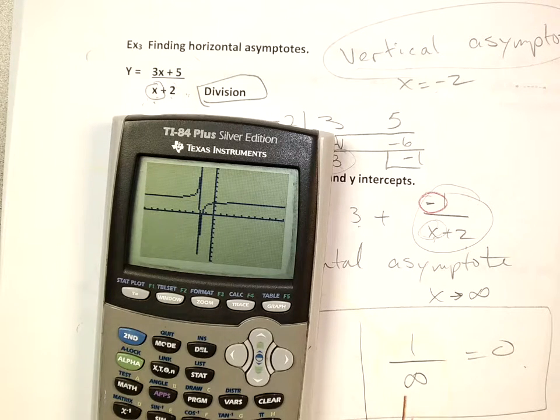Thumbs up? So the moral of the story is this. Don't divide by 0. Otherwise, it's going to kick your asymptote, all right? Good.